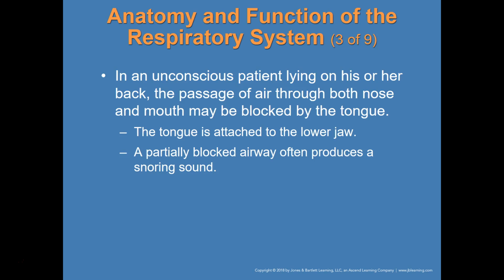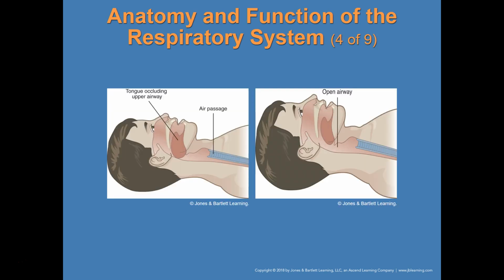Once again, like I said earlier, in an unconscious patient lying on his or her back, the passage of air through both the nose and mouth may be blocked by the tongue. The tongue is attached to the lower jaw, and if it blocks the airway, it can often produce a snoring sound. Just like I said earlier. And then this will be a diagram of that. On the left side, you can see where the tongue is falling back. It's obstructing our airway. Here, in this conscious person, the airway's open because he's conscious. The tongue's sitting in the mouth properly.